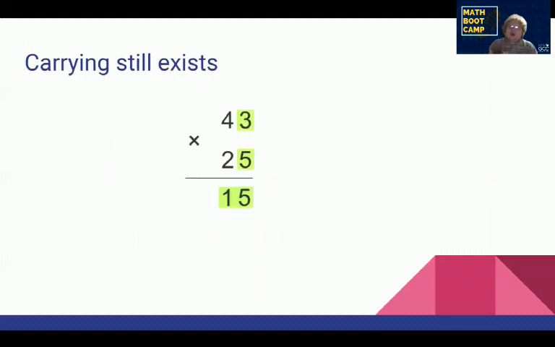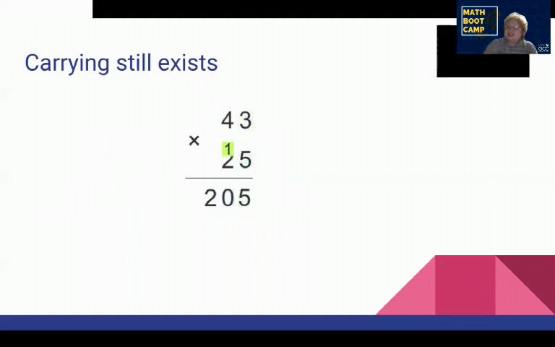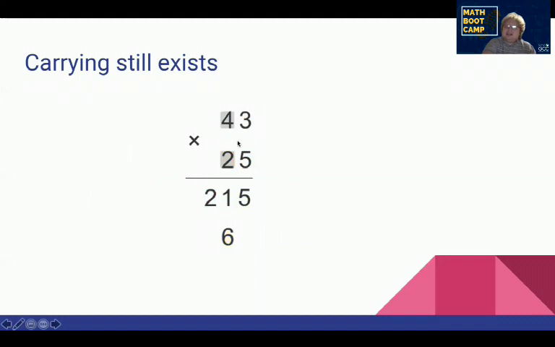It's worth noting that carrying still exists. In this example, we have 43 times 25. 5 times 3 is 15. We're going to have to carry that 1, much like how we do in addition. 5 times 4 is 20, plus the 1 is 21.